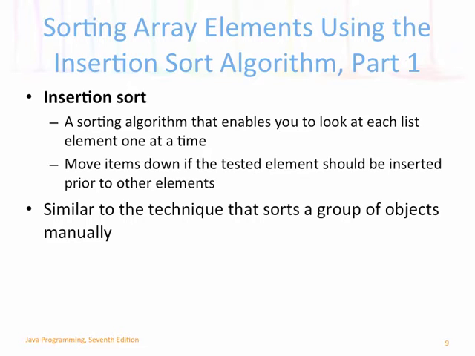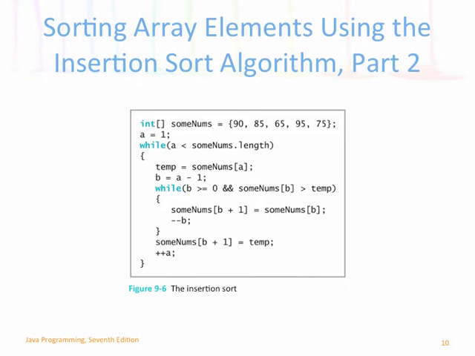The insertion sort is a sorting algorithm that enables you to look at each list element one at a time. So we're going to compare a particular value and insert it where it goes in the list. You're going to move items down if the tested element should be inserted prior to other elements. This is similar to what you would be doing if you were sorting a group of objects manually, moving things out of the way to make room for the one that you want to put in place.